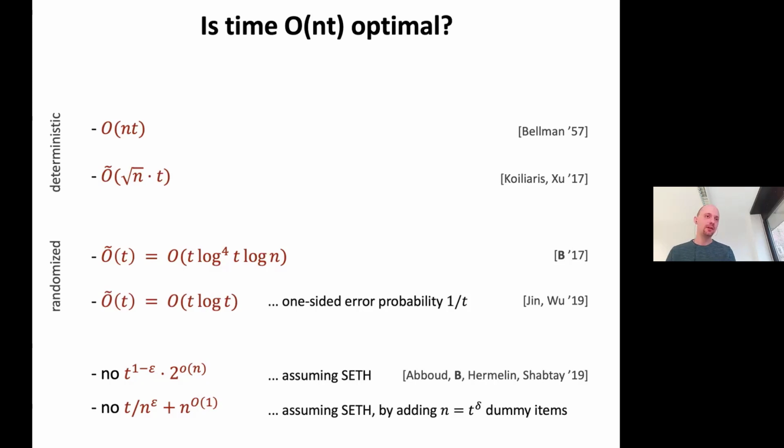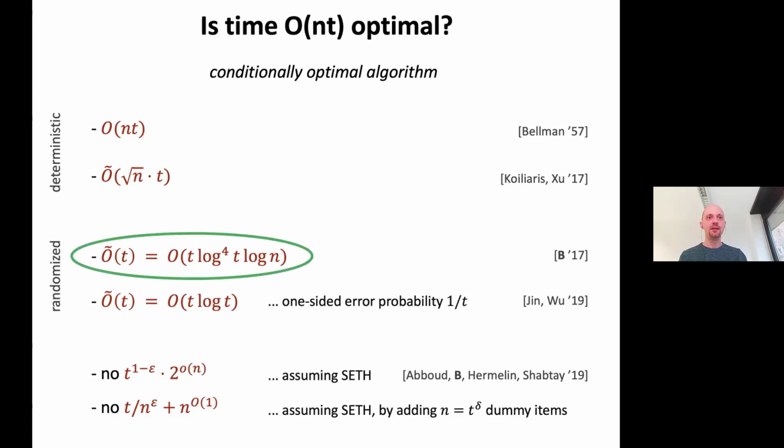And we have these matching lower bounds, right? From this t log t running time, you cannot shave off a t to the epsilon. You can also not shave off n to the epsilon. So this is a conditionally optimal algorithm in some sense. It's tight in the dependence on t as well as in the dependence on n, up to lower order factors and assuming SETH, of course.